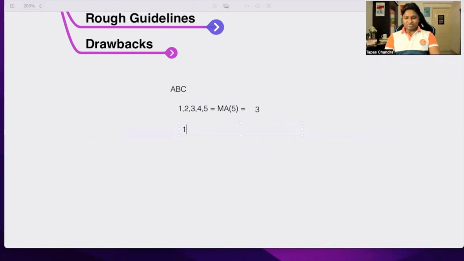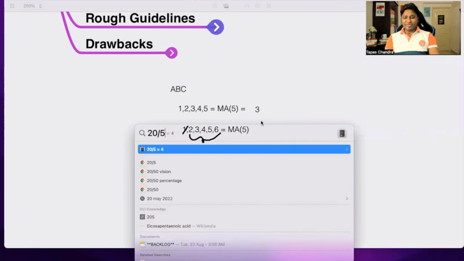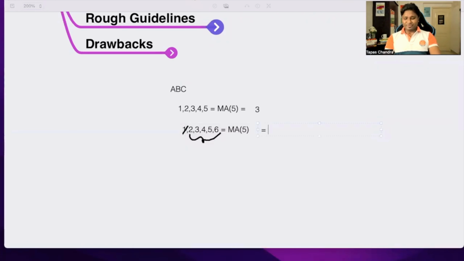The price was 1, 2, 3, 4, 5, and the next day the price became 6. So in this case, if you want to calculate the moving average of 5, please try to understand, because of the very simple reason, as we are considering the 5 candles, we just need to ignore the first one. Why? Because we want to consider only the moving average of 5 periods, we will be considering the latest 5 prices, or the closing prices of the stock. So based on that, what would be our moving average? The moving average will become 4 for this particular period.